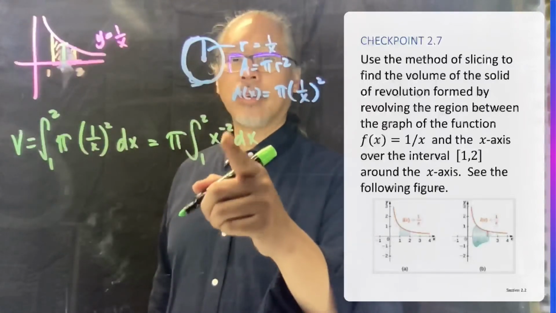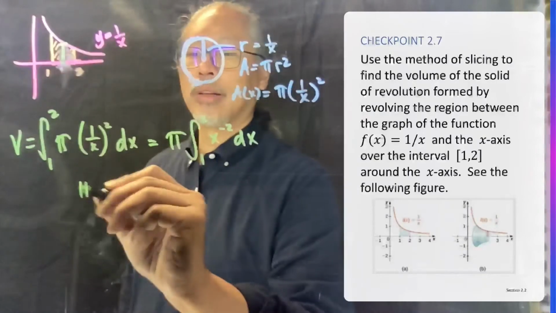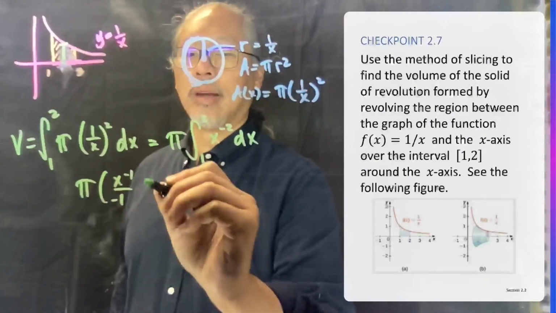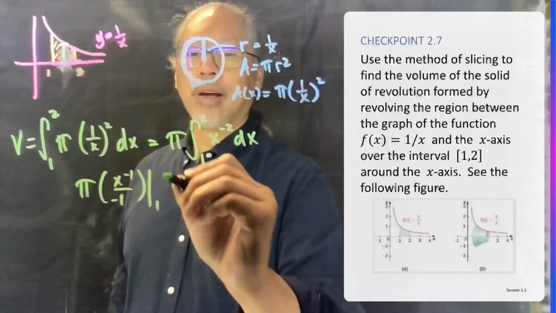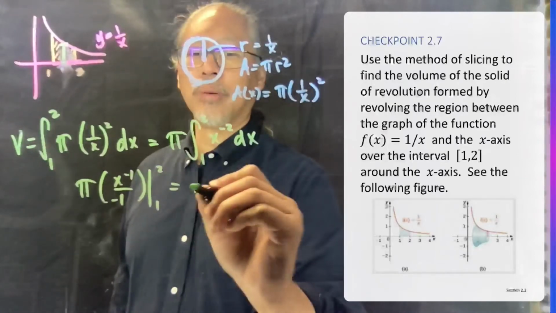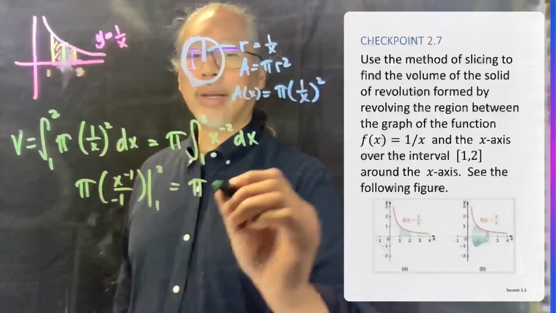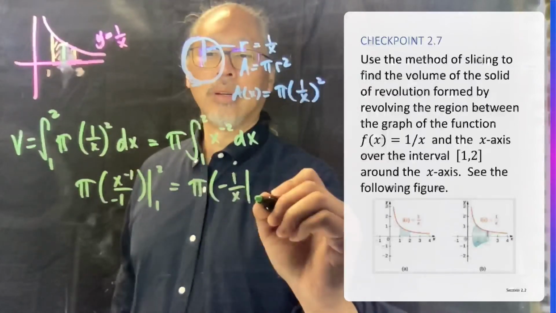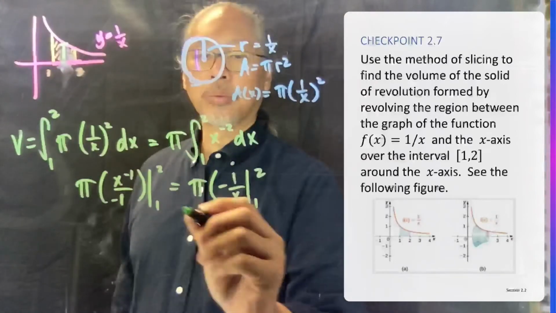We have to add 1, so x to the negative 1 divided by negative 1. So that's pi times x to the negative 1 divided by negative 1, and we're going to evaluate this from 1 to 2. Let's just rewrite this a little bit nicer. So this would be negative 1 over x from 1 to 2. Let's put 2 in there.